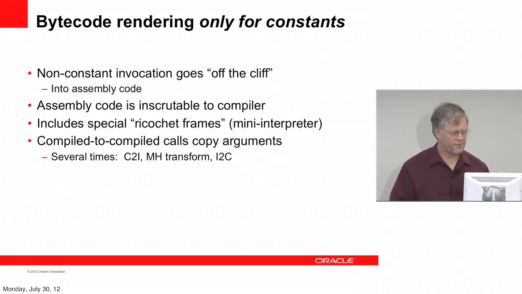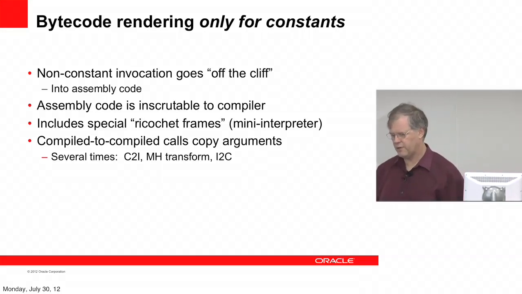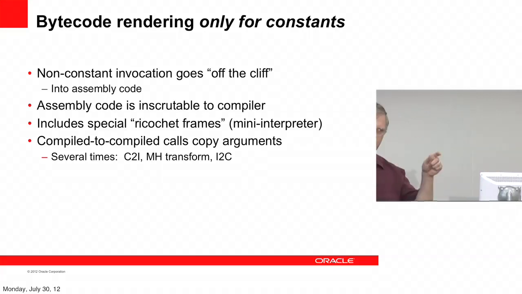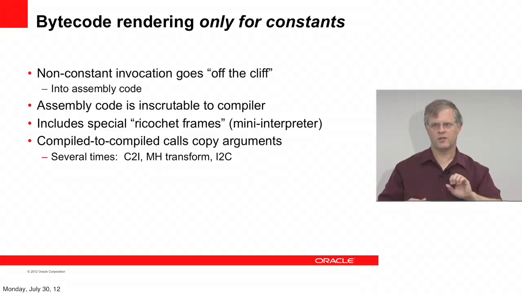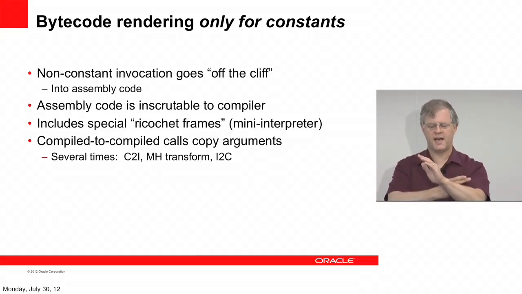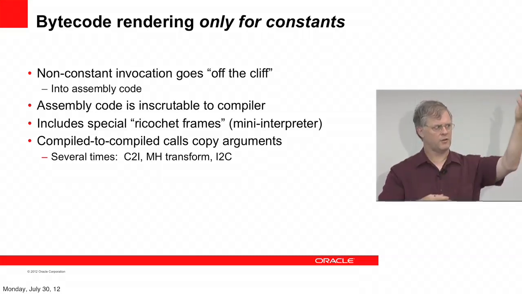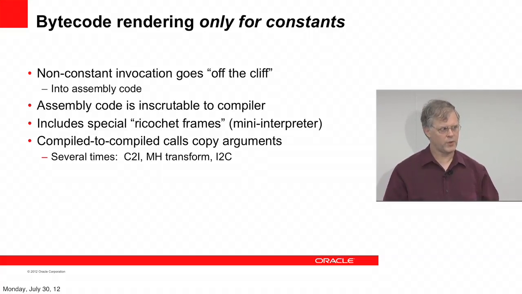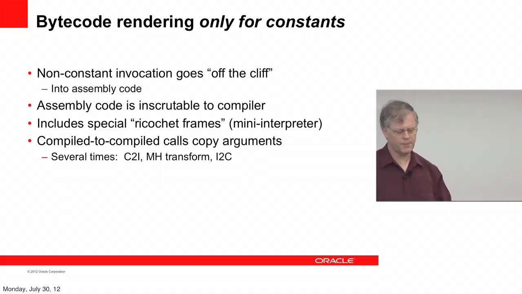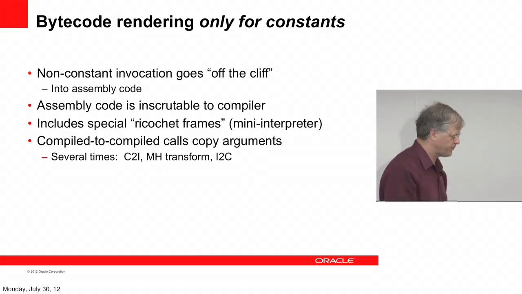So let me talk a little bit more about off the cliff. As I said, it goes into assembly code and is inscrutable to the compiler. The assembly code includes, in order to manage examples like we just saw, if you try to do functional composition in assembly code, you'll have to call f and then push a stack for the continuation of what to do when f returns and you want to call g on its return value. And there's no Java method there. There's just two method handles being executed in sequence. So somehow the JVM needs to keep track of what it's doing. So it needs to push an internal stack frame, which leads to this assembly language stack frame called a ricochet frame, which seemed like a wonderful idea and very clever, but it's gone now.